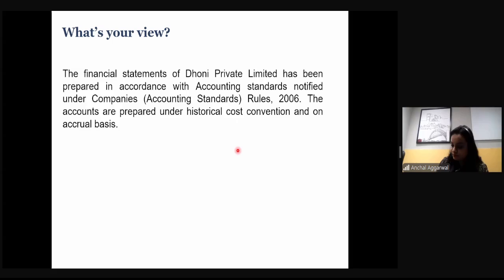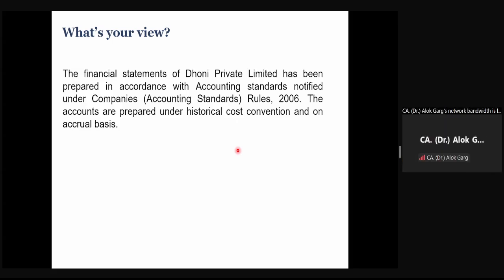So you have to write: the financial statement of XYZ Private Limited has been prepared in accordance with accounting standard notified under Companies AS Rules 2021. The accounts are prepared under historical cost convention and on accrual basis. So the right rule is 2021 now, for the companies who are following accounting standard. Now I have changed my statement. So that was the last paragraph.